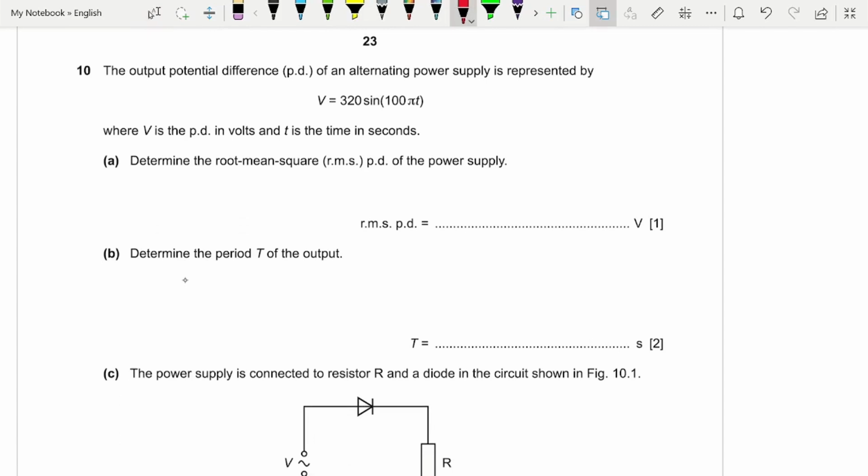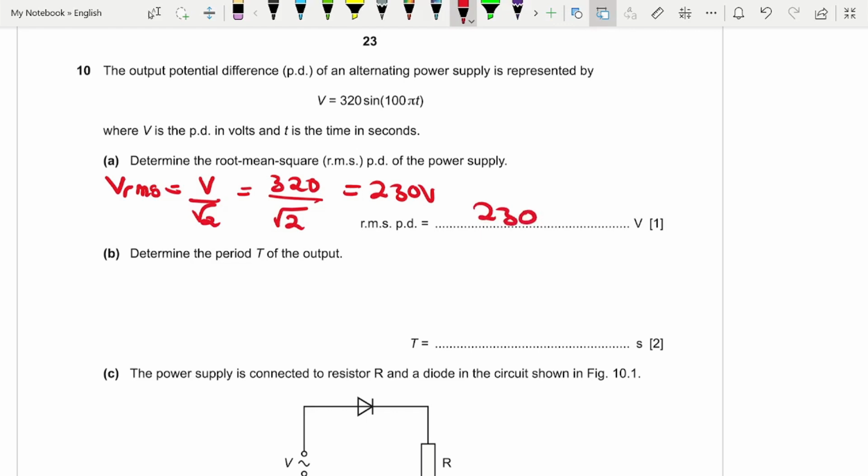For question number 10, we're almost done. The output potential difference of an alternating power source is represented by that. Calculate the root mean square (RMS) PD of the power supply. VRMS, according to your syllabus, is defined as V0 divided by root 2. What you need is the peak potential, 320 divided by root 2. If you divide 320 by root 2, you end up with 230 volts. So you're going to have 230 volts.